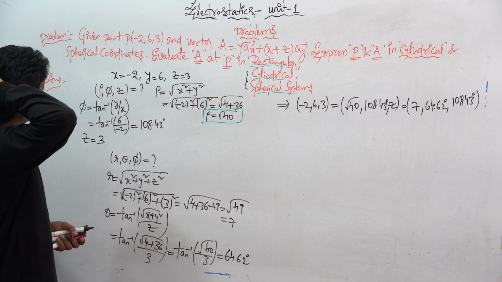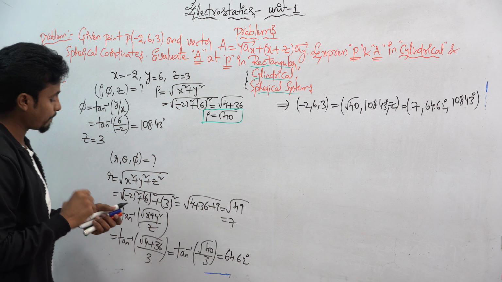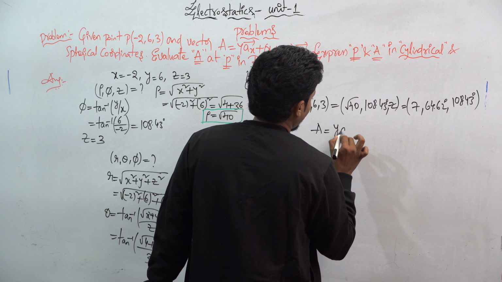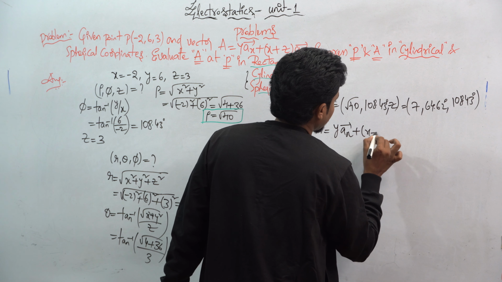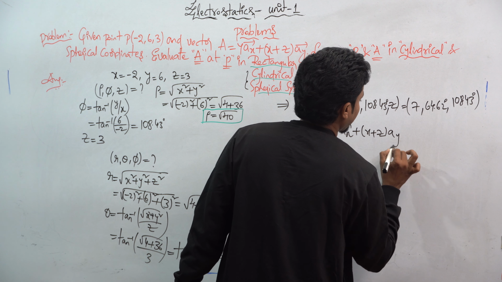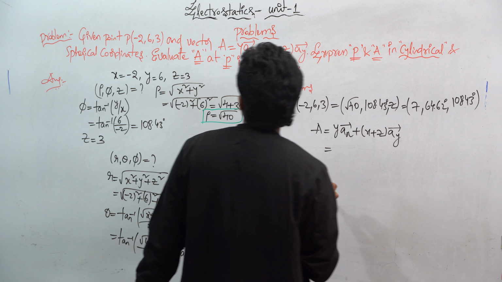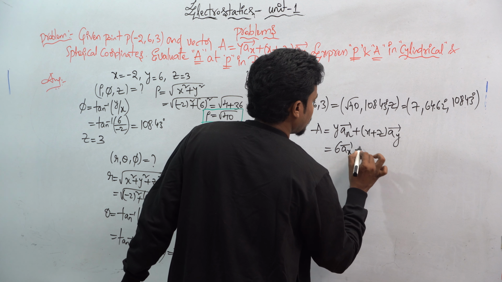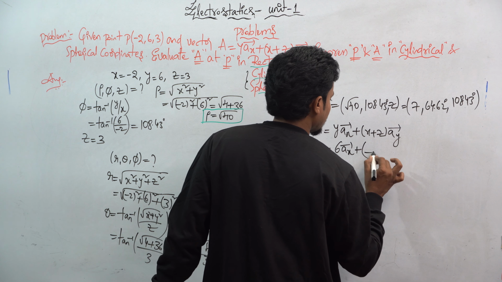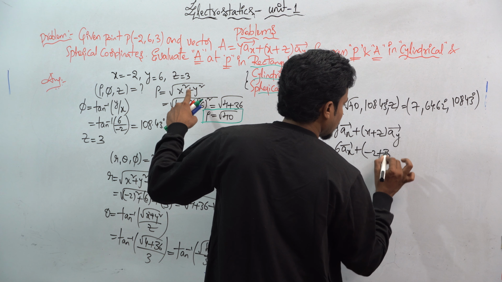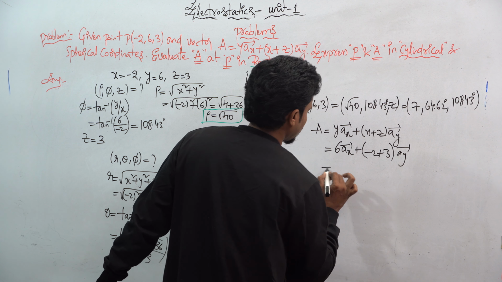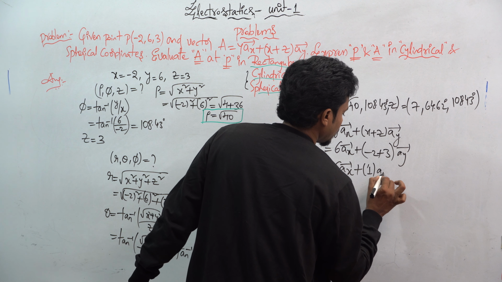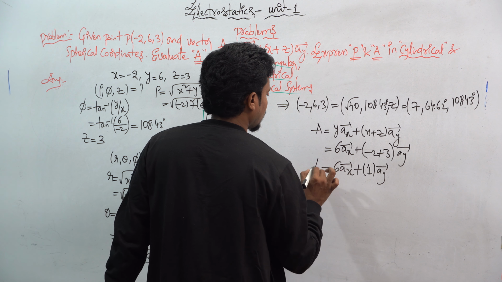Next, what do we have to do? We have to take the given vector capital A, which is equal to y ax bar plus (x plus z) into ay bar. Here y is 6, right? 6 ax bar plus, what will happen to x? X is -2 plus z is 3, into ay bar. So this will become 6 ax bar plus 1 into ay bar. Okay, this will be the capital A.